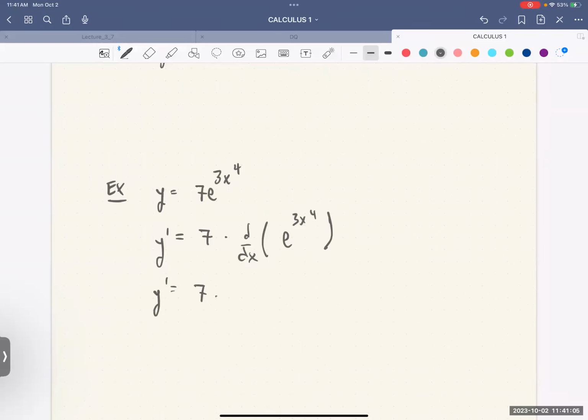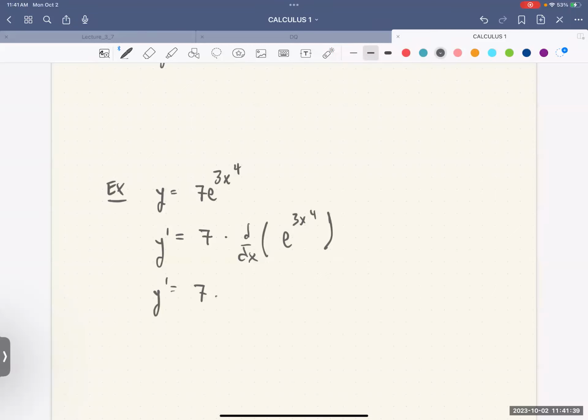Then the derivative of e to something. e to the 3x to the 4. E raised to an exponent, that's your outermost function. The inside function, or the inner function, is the function in the exponent, because it's the exponent where e takes its input. If the function f of x was e to the x, then e to the x is the outside function, and the inner function goes there in the exponent. So our 3x to the 4 is the inner function.